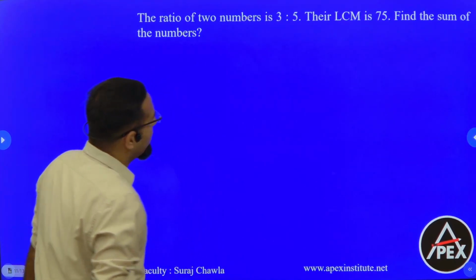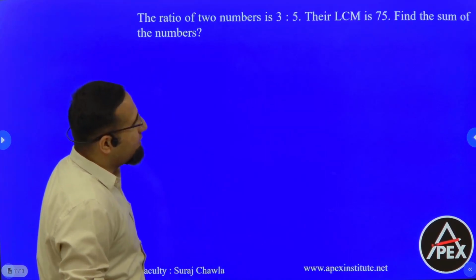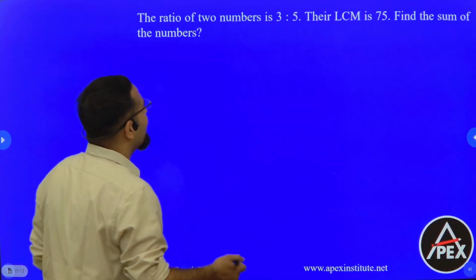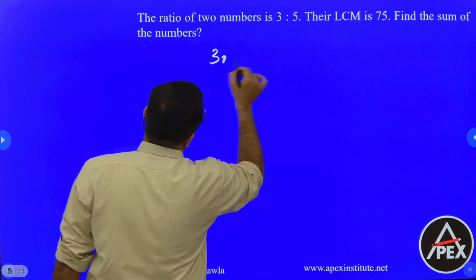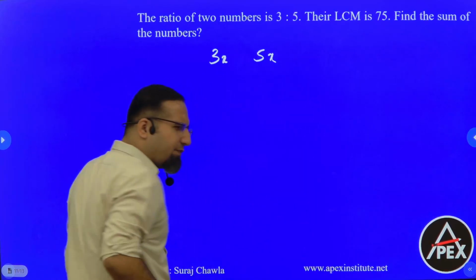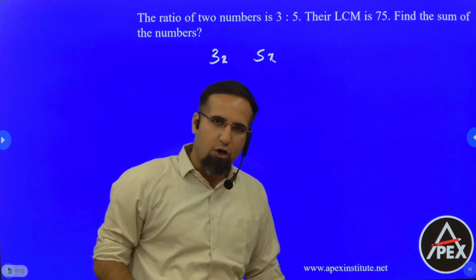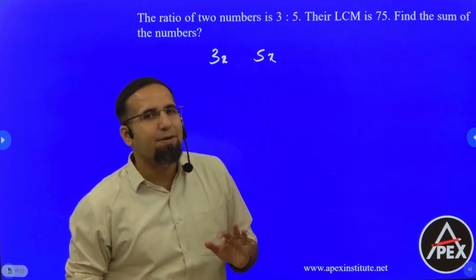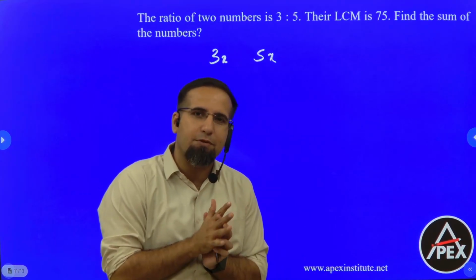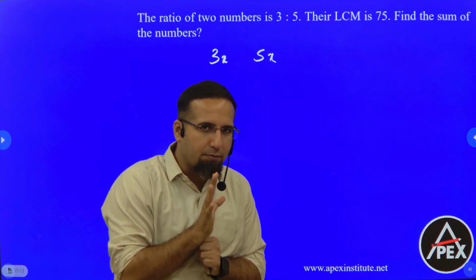So the ratio of two numbers is 3:5. The LCM is 75. So let me assume those two numbers as 3x and 5x. Why am I assuming 3x and 5x? क्योंकि हमको total नहीं दिया हुआ है. अब उनका LCM is 75. What is the LCM? LCM is the least common multiple.